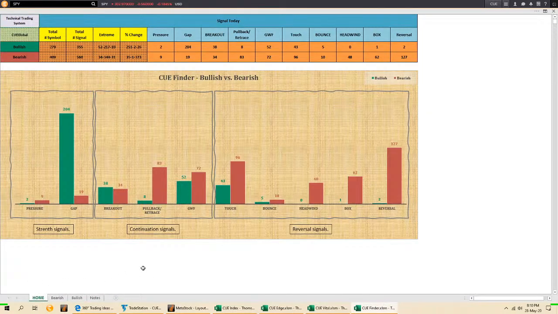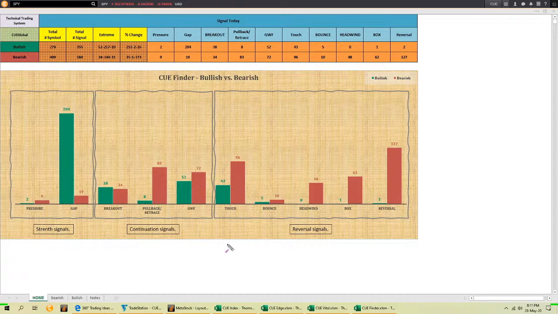First thing I'm going to do is look at the home page, and you can see some interesting aspects from this graph. I shared it on Twitter, but let me go through it again. Here we have three kinds of signals. Strength signals, that is showing either pressure or gap. Continuation signals, they can be breakout, pullback in uptrend or retracement in downtrend, and the go with flow trend following setup. These are continuation signals. And then to the right we have the reversal signals that can be touching a memory line, bouncing from a memory line, headwind reversal signal, box sideways market or double top double bottom reversal signal, and reversal candle. We have all the signals from those 1500 plus stocks.